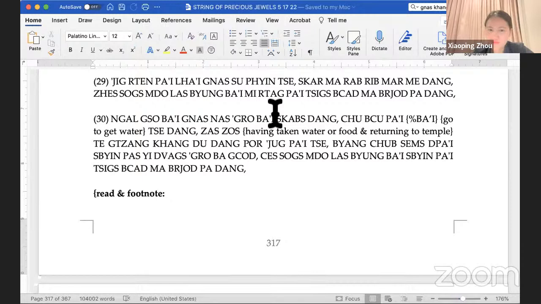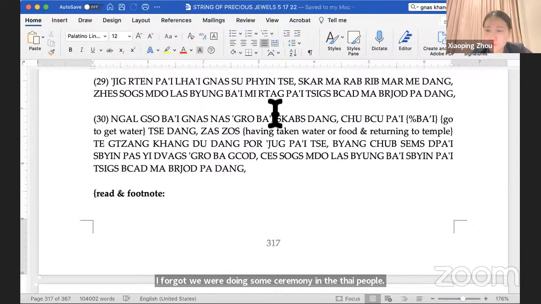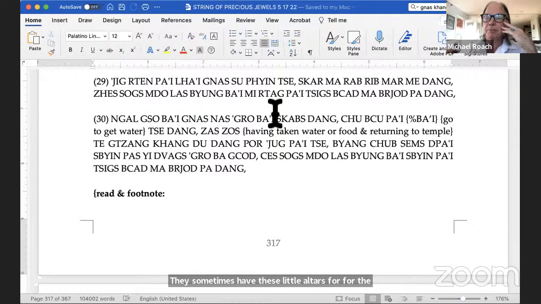Yeah, good. So I don't know if you guys were with us in Thailand, but when we went there, I forgot we were doing some ceremony, and the Thai people sometimes have these little altars for the local spirits. I think we brought one back to Diamond Mountain because we used it for the Buddhist spirits, but that's called a Jigdenbe Lai Ne. That's called a worldly spirit's altar, or a little temple or stupa for worldly spirits, okay?